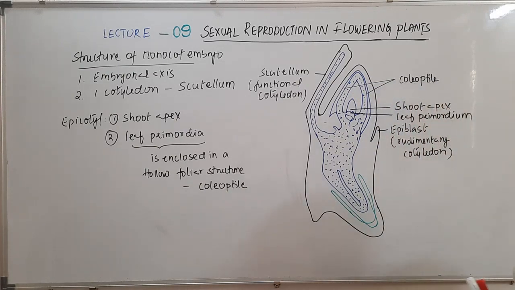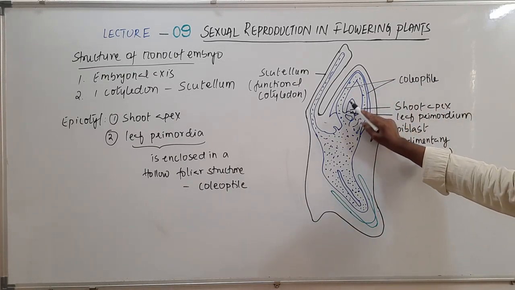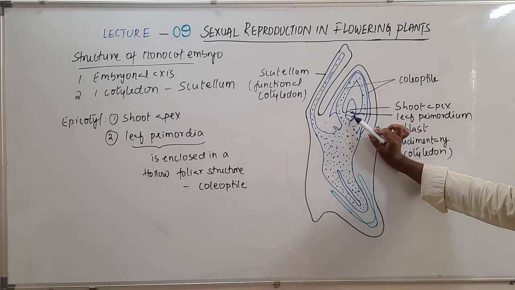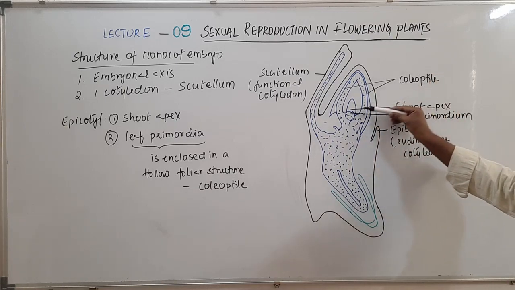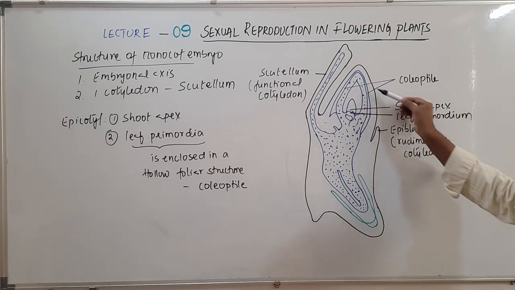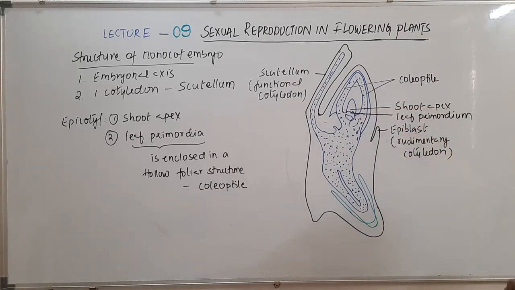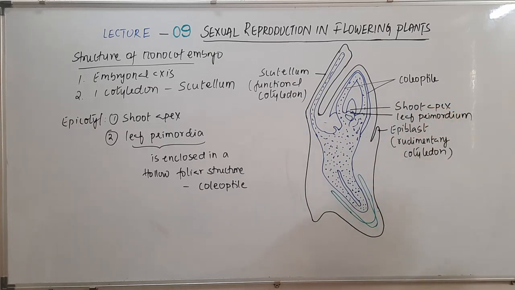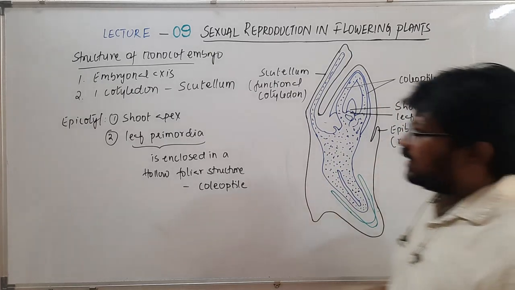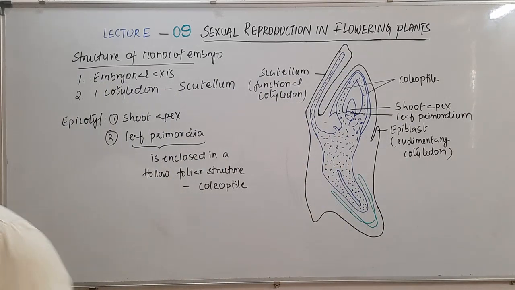So you can see here this portion is the shoot apex, which along with the leaf primordia comes under the epicotyle region. And this leaf primordia is in fact enclosed in a hollow foliar structure. You can see this is a hollow foliar structure, and that's what we call the coleoptile. So that's what it is about the epicotyle region.